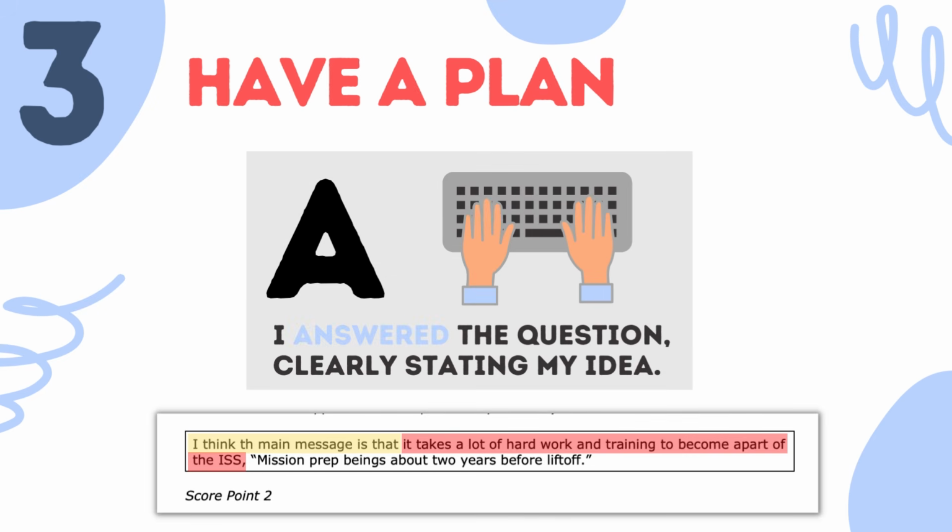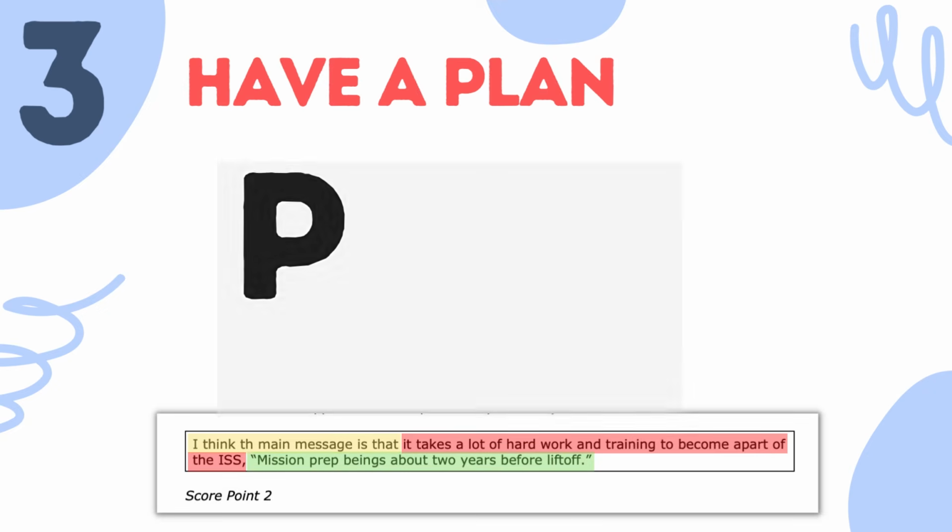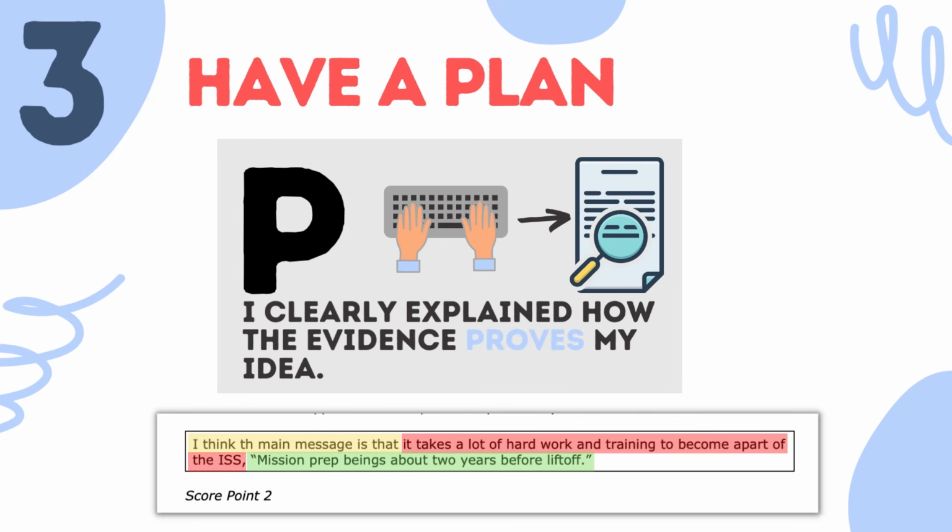Next is to answer the question clearly by stating the idea. So here, the specific answer is that it takes a lot of hard work and training to become a part of this program. And the next step is to clearly explain how the evidence proves your idea. So you're trying to prove your idea with specific text evidence. Here you can see mission prep begins about 2 years before liftoff. This is an exact quote from the text that supports why this answer is correct. There's a lot of hard work.